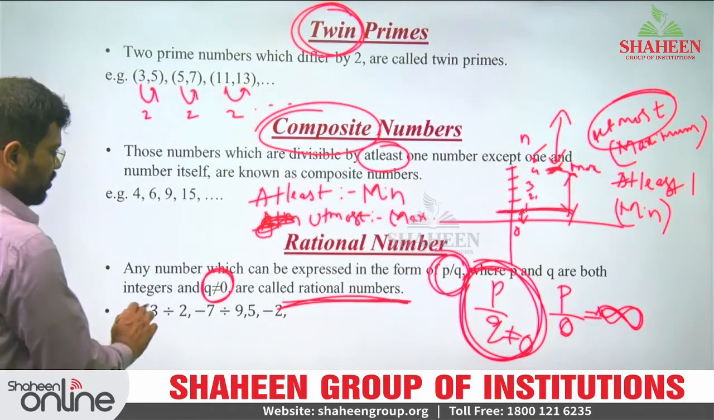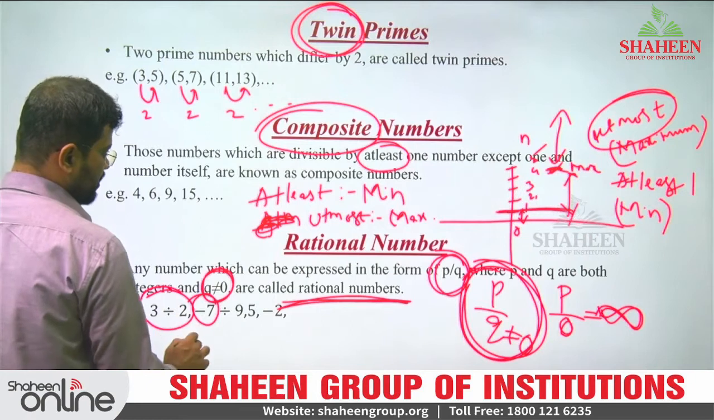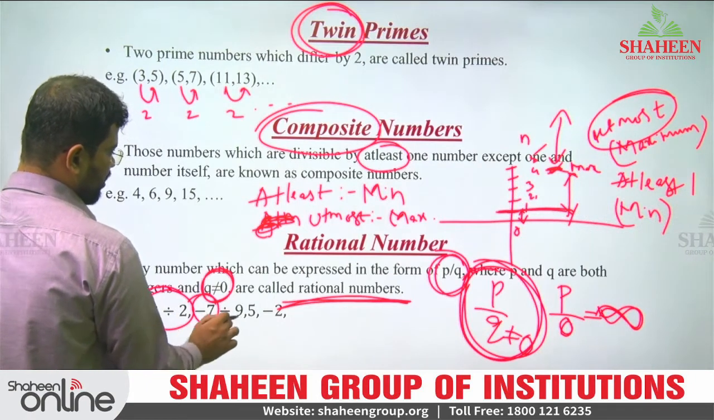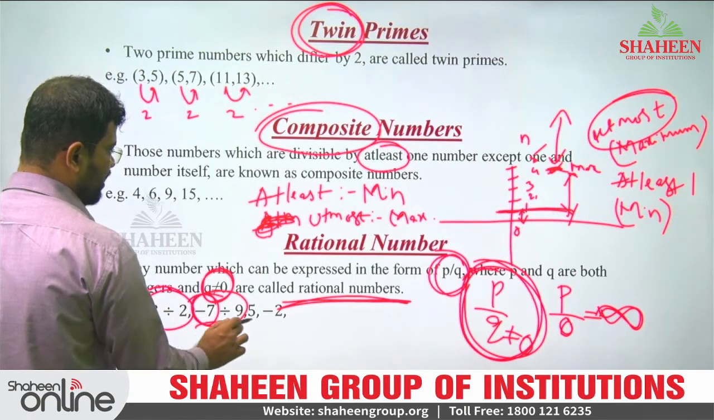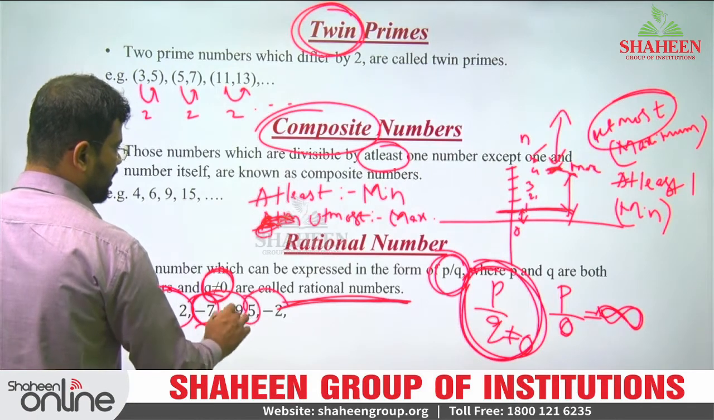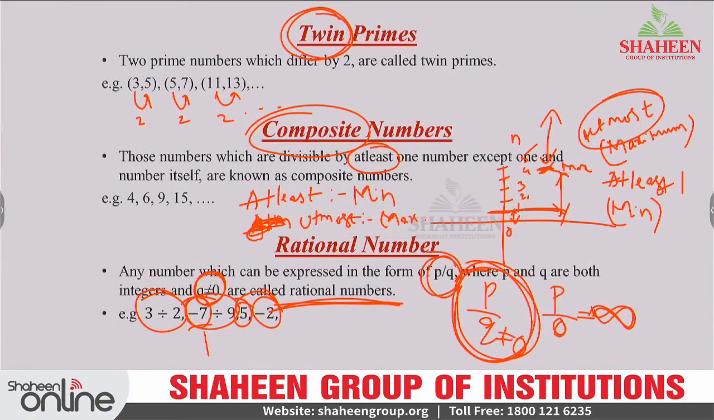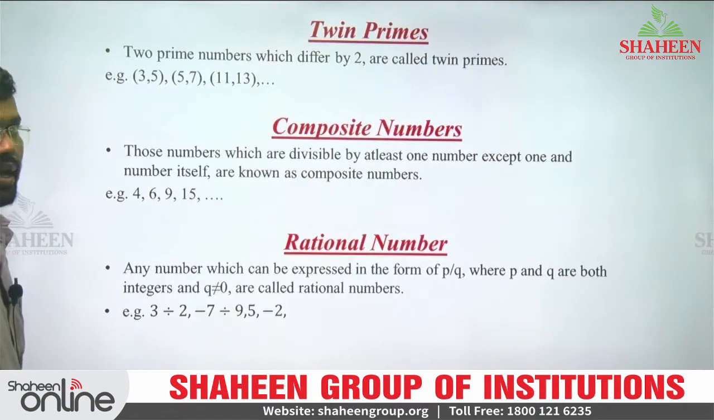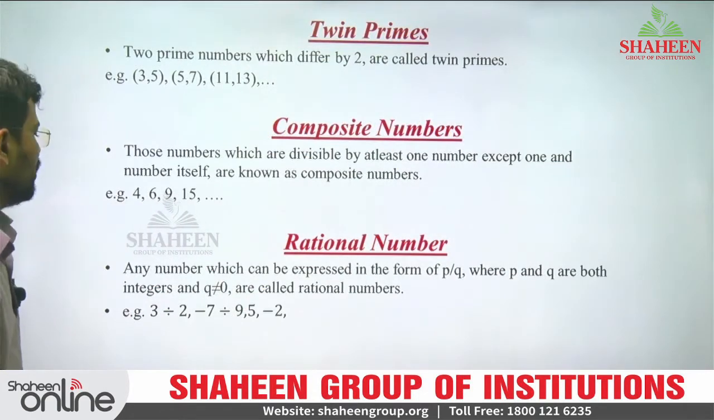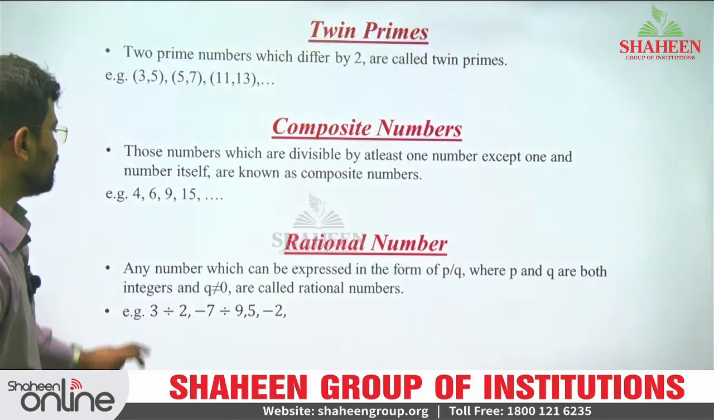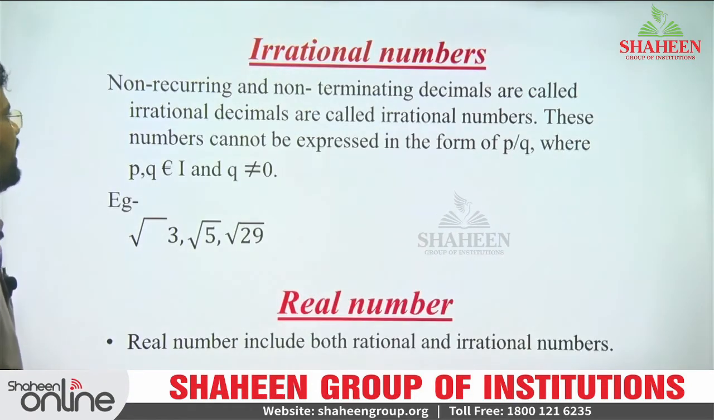So look here, 3 by 2, minus 7 by 9, 5, minus 2, and so on. These are all rational numbers. Let us move to the next slide.